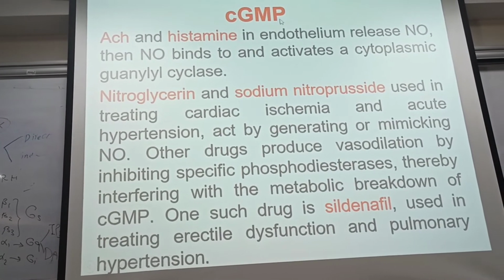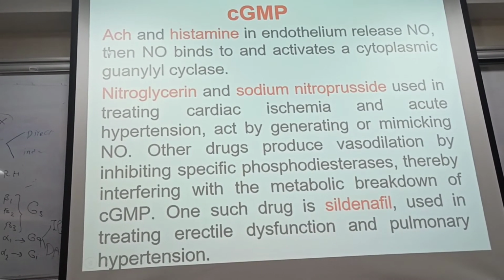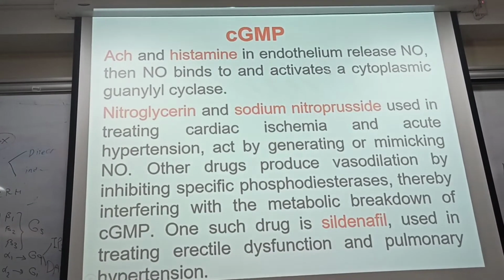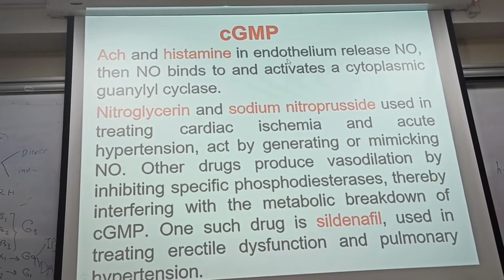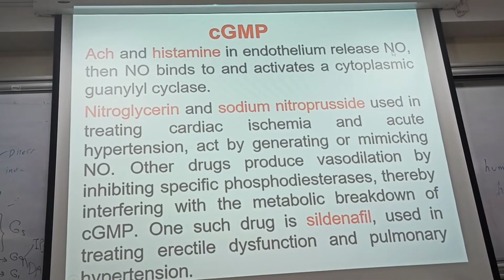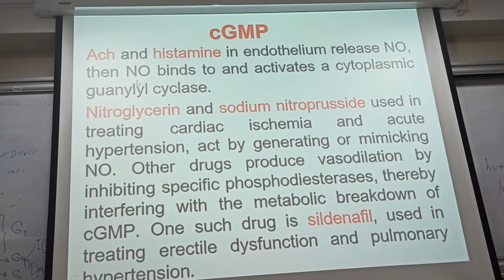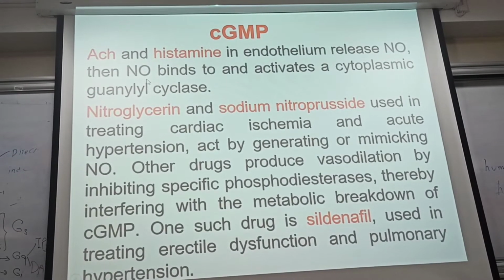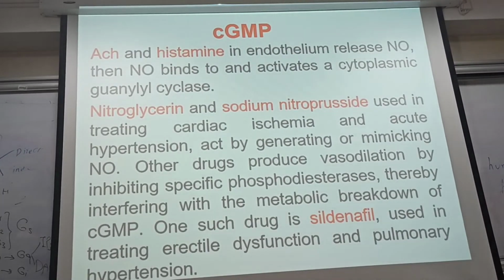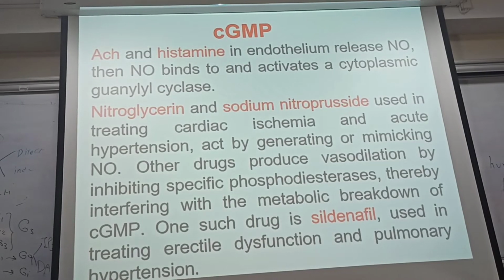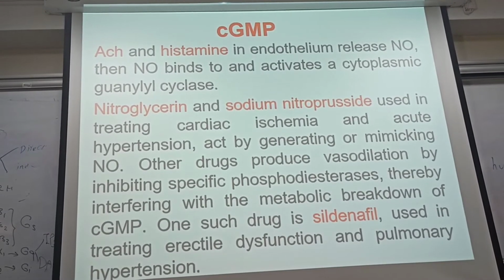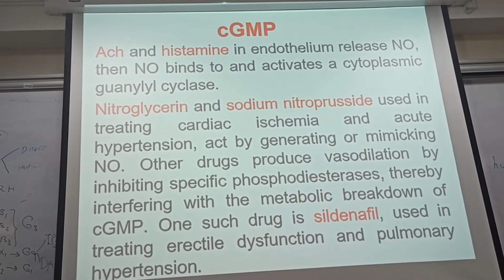Another second messenger is cGMP. Acetylcholine and histamine can release NO from endothelial cells. What's NO? Nitric oxide. Yes, nitric oxide. And then NO can activate an enzyme called guanylyl cyclase. Guanylyl cyclase can convert GTP to cGMP. Okay? GTP to cGMP.